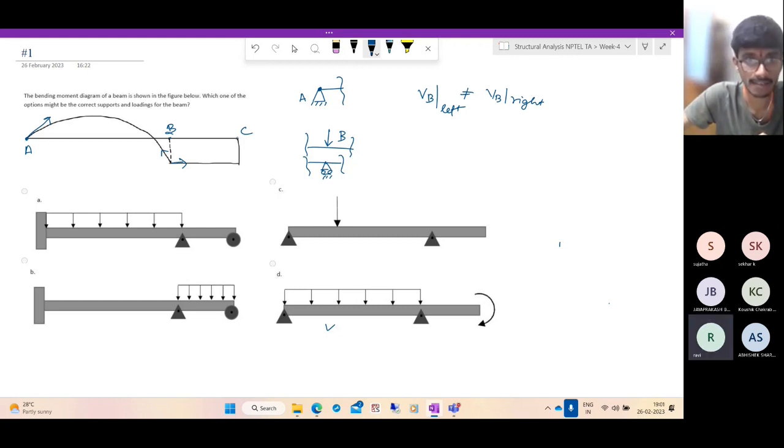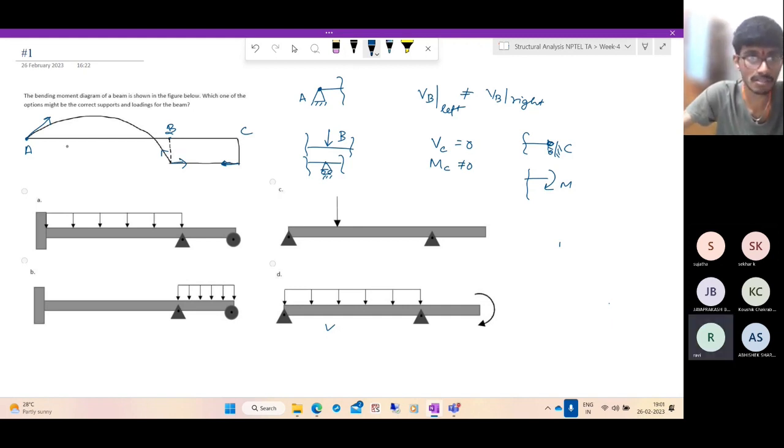And what is the condition at C? At C, the shear force is 0. The slope is 0 here. See, the slope is 0, but the moment is not 0. So at C, we either have something like this, but this will resist a shear force as well. So you either have a guided roller or you have an applied moment.